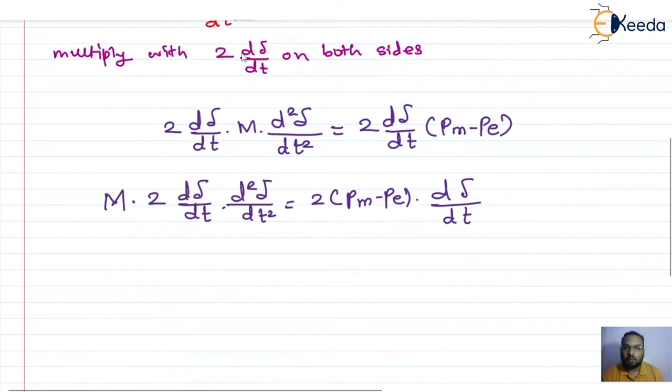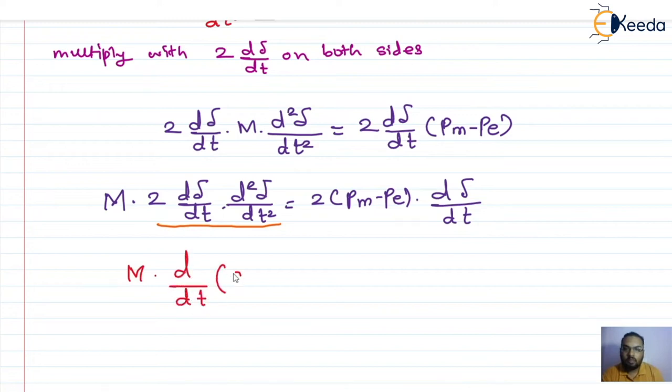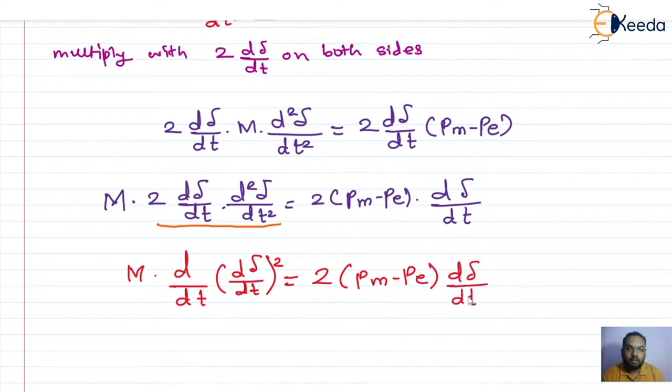Now you just observe this term. You'll get here d by dt of d delta by dt bracket square. Just differentiate this and check. Since this is a square, 2 will come here, so d by dt of this will come, and again we take the differentiation of that, so by that way we get the same thing: 2 into Pm minus Pe d delta by dt.